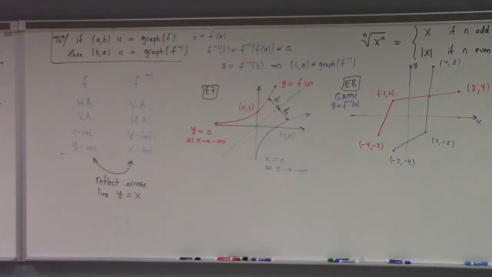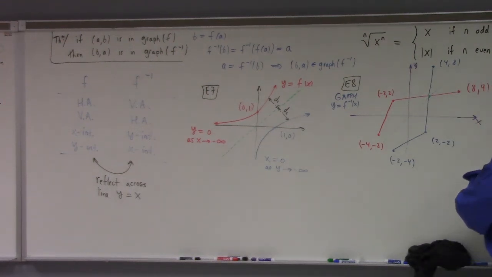So I would say it's a 4-step process, all right? So here's the process. How to find the formula for the inverse function. All right, step number 1. It's a small step, but it's an important step. Write y equals f of x.